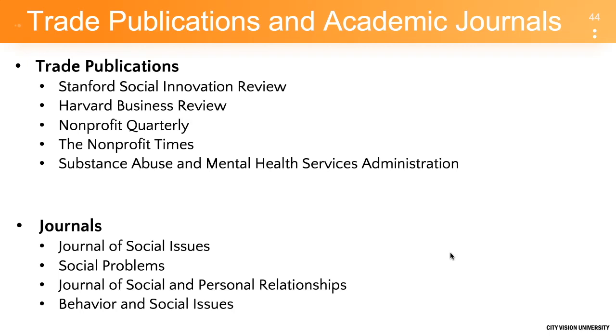These are only 4 journals. There are many, many journals out there in publication. So we have the Journal of Social Issues, Social Problems, the Journal of Social and Personal Relationships, Behavior and Social Issues. You'll find journals that are targeted towards poverty, specifically homelessness, addiction, whatever your sub-focus or sub-interest is, you'll be able to find a journal that addresses or focuses upon that issue. So many of these are going to be the steps that you'll follow as you try and identify best practices.